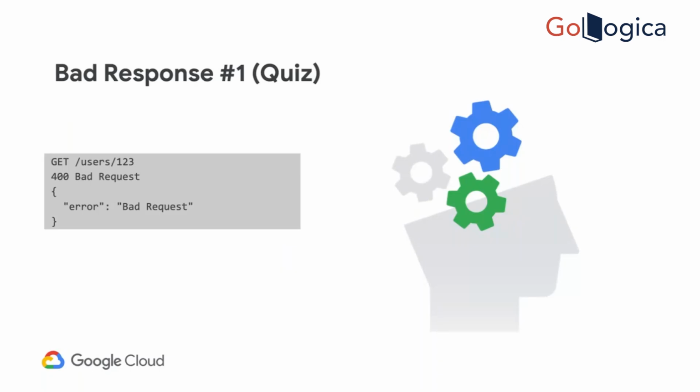For example, if there is something wrong with the syntax in the URL that we are sending, then we probably encounter a bad request as a response. Correct. But here the response that we sent says the error field is bad request, and 400 bad request is the status code. This is not the correct way to send the response. So what can we do to make it a better response? That's what I'm asking.